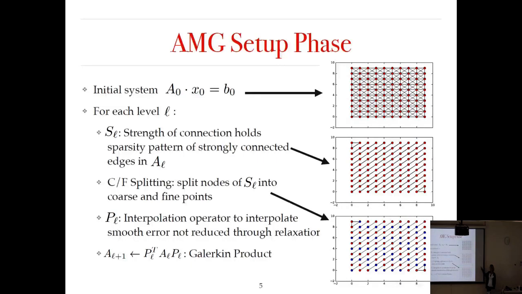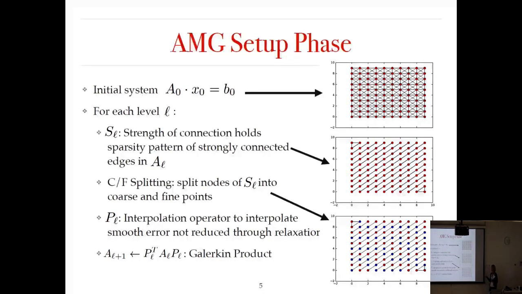The second graph is a strength of connection. So you can see that this is anisotropic, so you only keep the edges in the direction of the anisotropy. Then you also have the CF splitting. This is where you split nodes of the strength of connection into coarse and fine points. The fine points are going to stay on the finer level, where the coarse points will go down to your next level. So the following level in your AMG hierarchy, the number of rows in that will be equal to the number of coarse points.